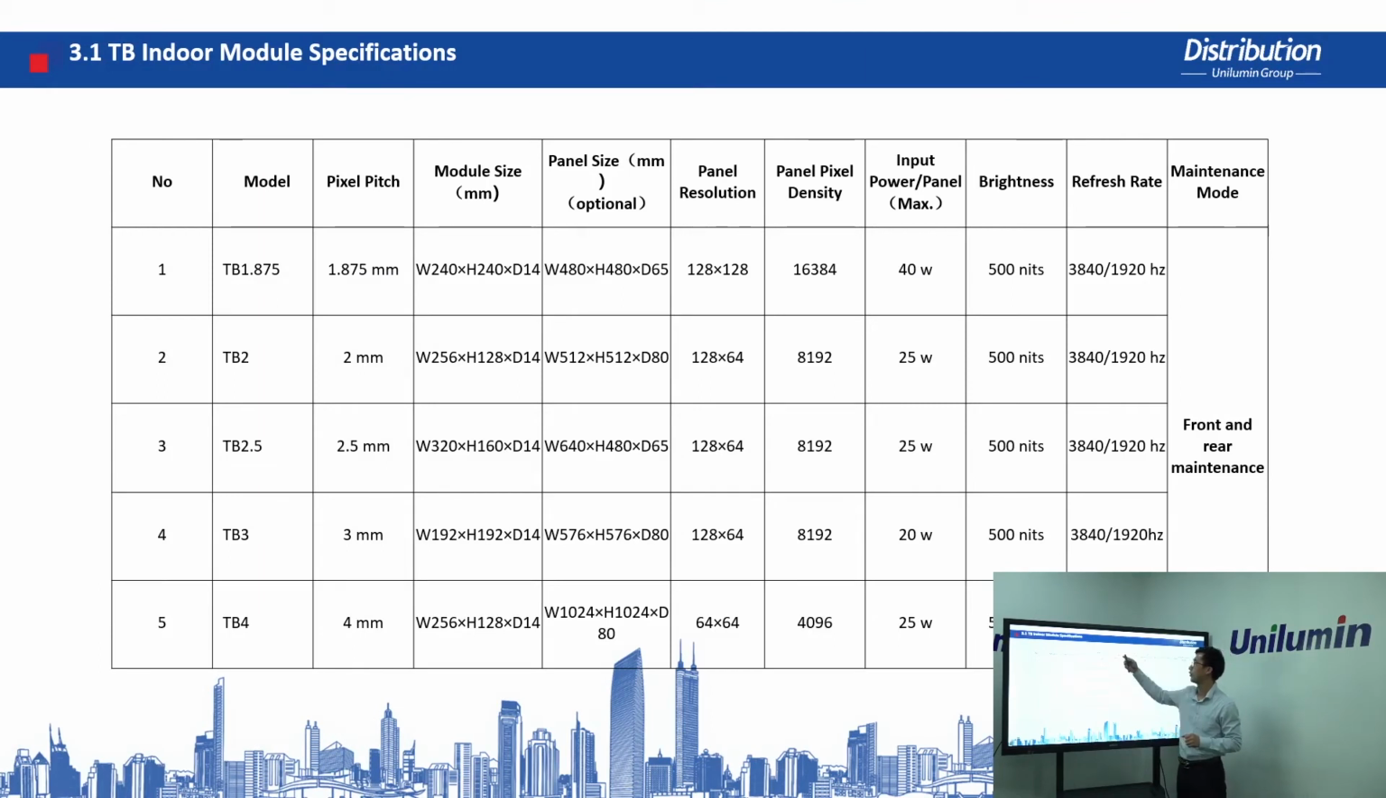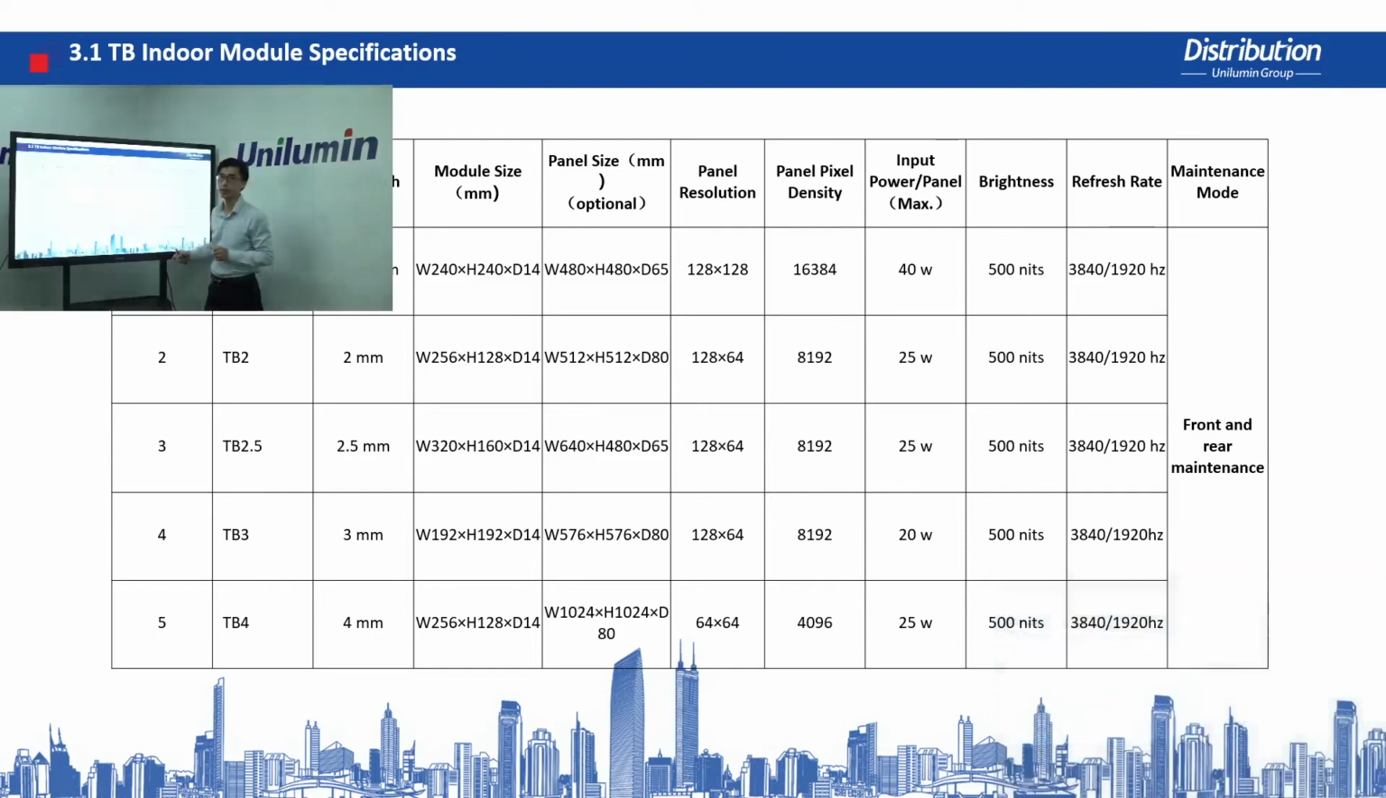Let's have a look at the module specifications. You can see there are a lot of numbers, and I just want to show the most important features of them. From the P1.8 and then to P4, mostly here, you can see the panel resolution. It has 128 by 64 and others. That is the industry standard. That's why we designed them in such a size and resolution.